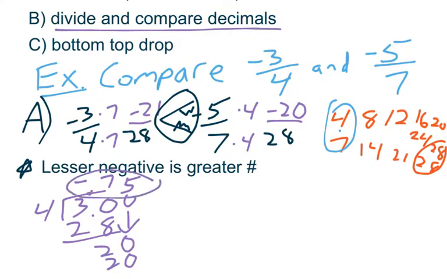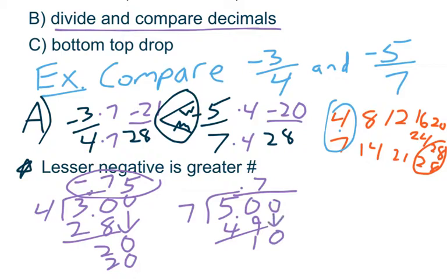And then for the other one, negative 5 divided by 7, I just do 5 divided by 7. 7 won't go into 5, but it will go into 50 7 times. I get 49. Bring down a 0. 7 will go into 10 once. And then subtract, bring down another 0. And honestly, I can stop there because I'm looking at these two numbers. I don't need to keep going with this. I'm comparing negative 0.75 and negative 0.71.